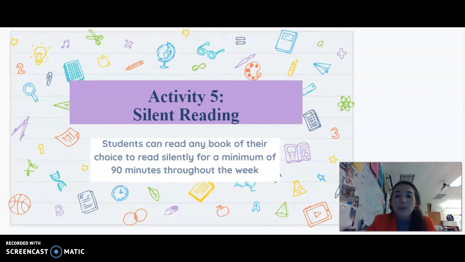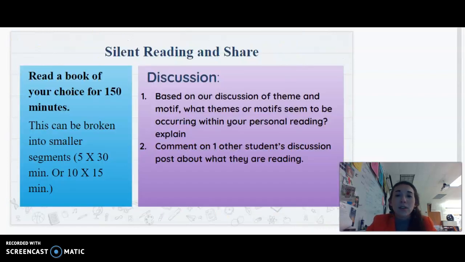Our last activity for the week is Activity 5, which is silent reading. We should be reading for 90 minutes every week. Our discussion for our silent reading and share is based on our discussion of theme and motif. What themes or motifs seem to be occurring within your personal reading, and then explain. You should also comment on one other student's discussion post about what they are currently reading.